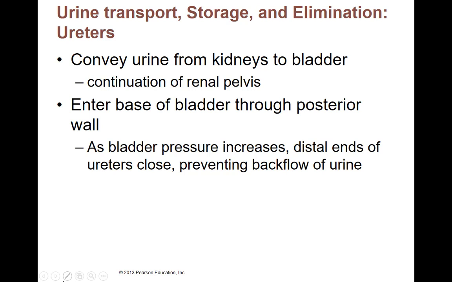Now, it enters the base of the bladder. Not the top of the bladder, but the ureters actually come down and go underneath the bladder. And as the bladder pressure increases, meaning you're getting more and more urine in there, the ureters will close. Kind of like what happens in your heart. As the blood pressure increases, valves close to prevent backflow of blood. Same thing. As the pressure in your bladder increases, we've got valves at the end of our ureters to prevent backflow of urine upwards. Again, it's a one-directional flow out.